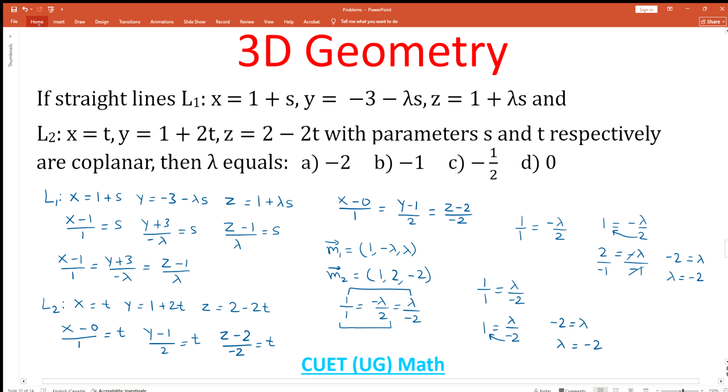That means the value of lambda for which these two lines are parallel or coplanar to each other is negative 2. So the answer should be option A. This should be the final answer for this problem. So these are the steps you have to keep in mind to solve this problem.